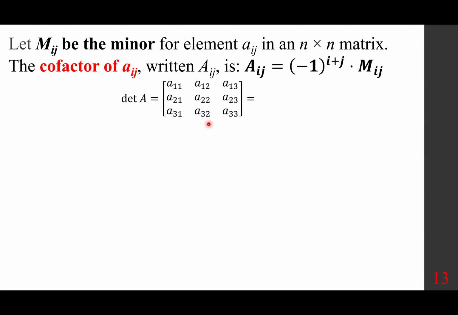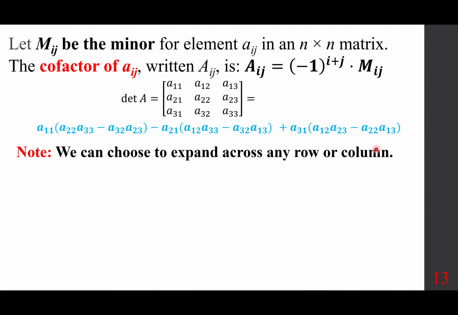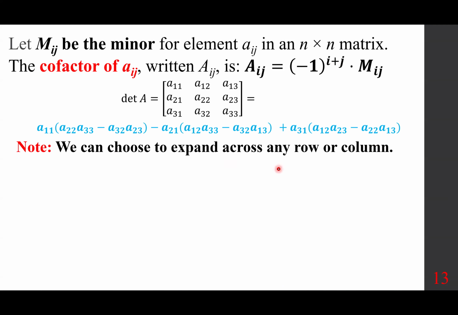So what is the determinant of this? A11 times (A22 A33 minus A32 A23). I showed you in the previous page, when you do the cross product of those and the rest of them. You don't have to memorize them, you can work it out. Now, what's interesting, we can choose to expand across any row or column.